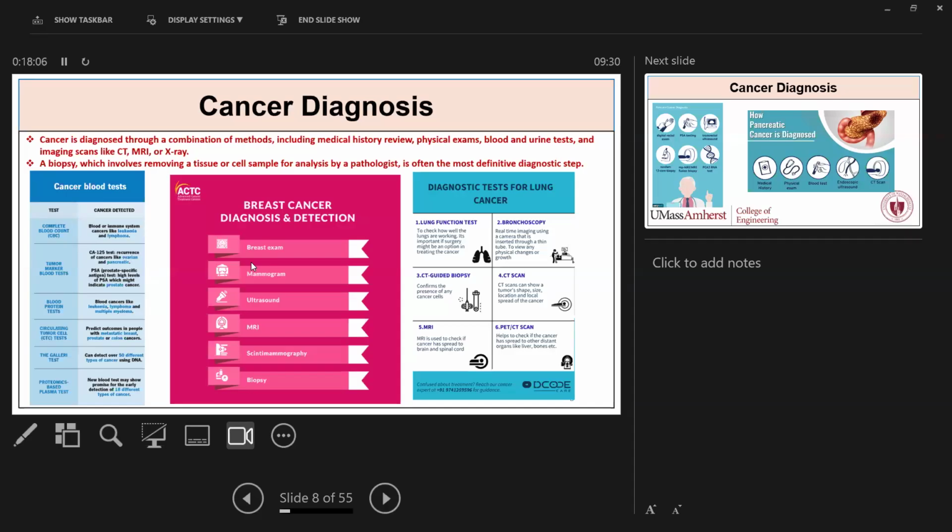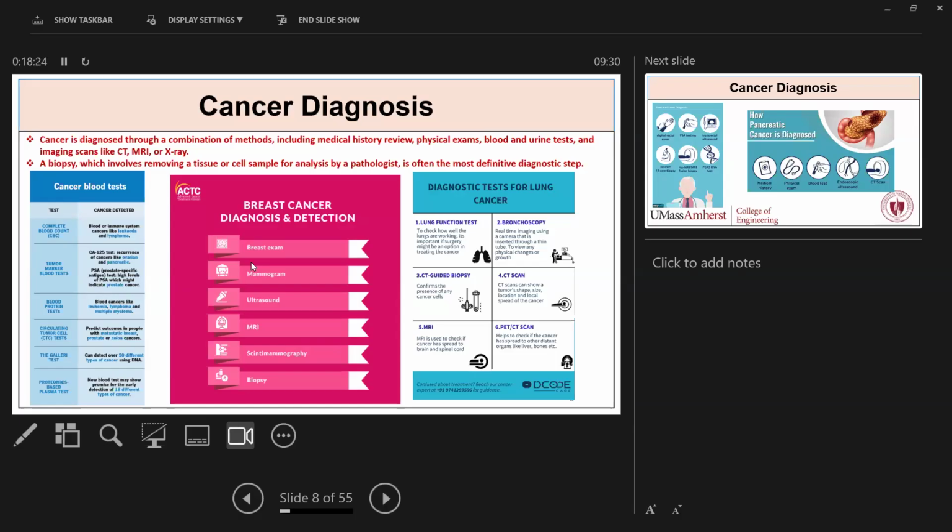Usually they say biopsy, where they remove a tissue or cell sample and send it to a pathologist, and then they will diagnose it step by step and give you a result. So biopsy, again, is an invasive method.